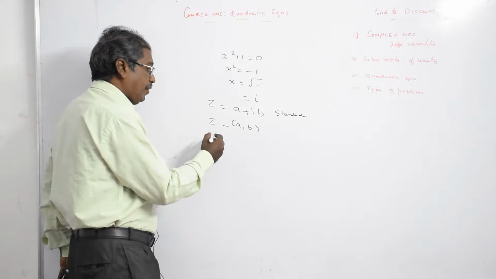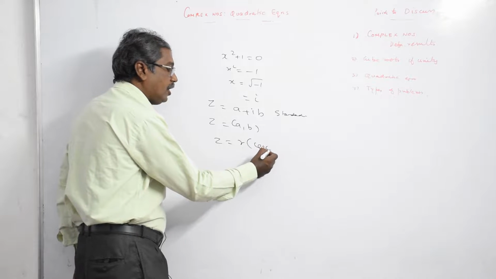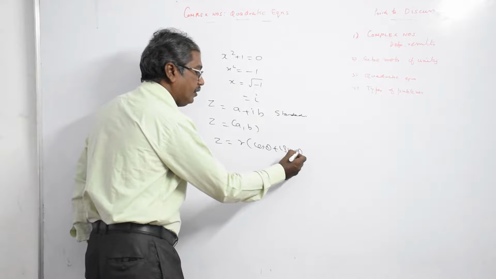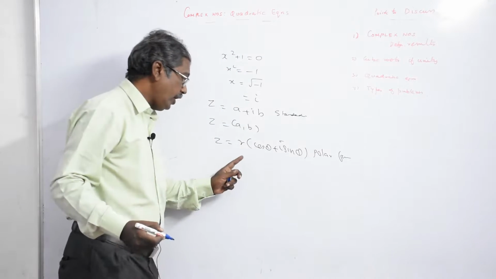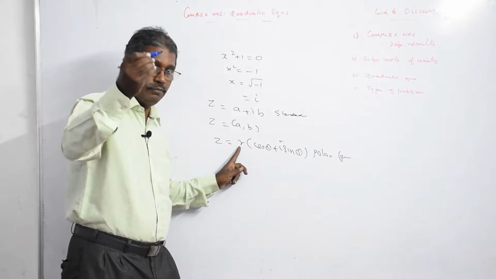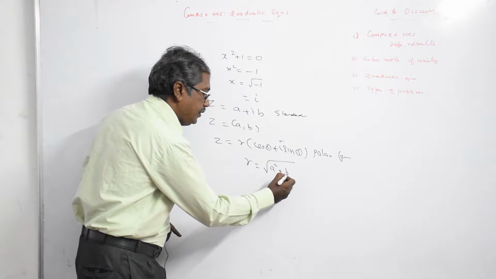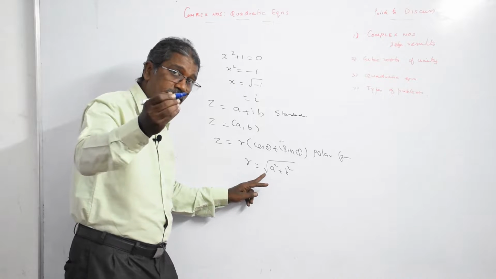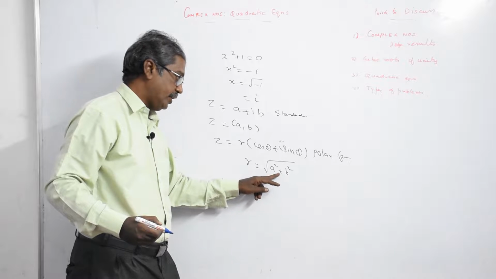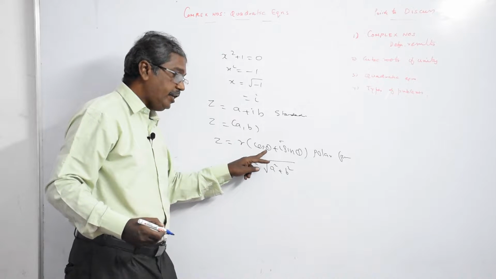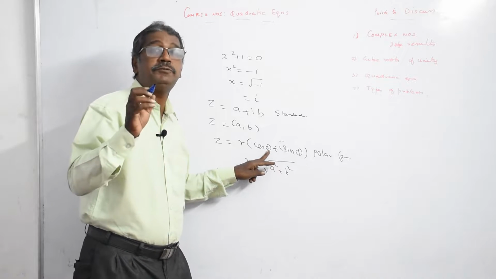Another denotation of a complex number is z equal to r into cos theta plus i sin theta. This is called the polar form of a complex number. Here r is called the modulus of the complex number. What is modulus? Nothing but root of a square plus b square, where a is the real part and b is the imaginary part. So r equal to root of a square plus b square is the modulus, and theta is the argument of the complex number, in which theta is nothing but a principal value.